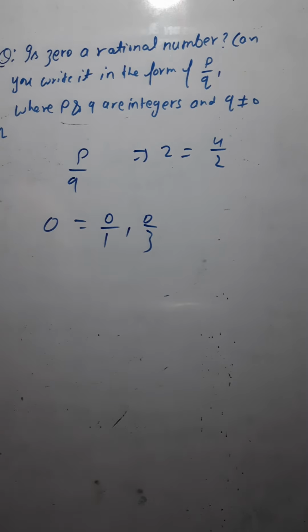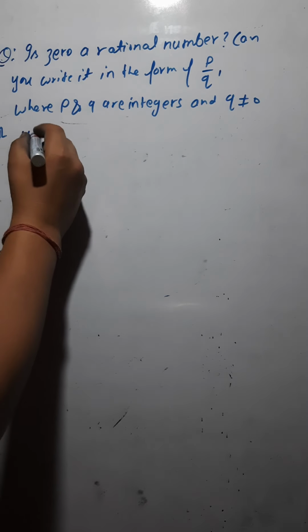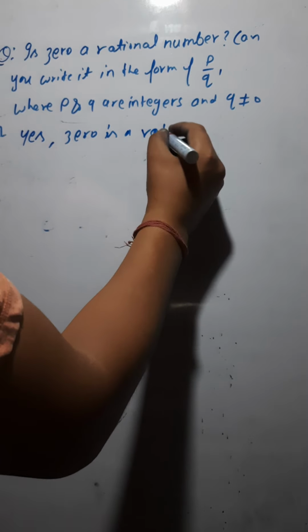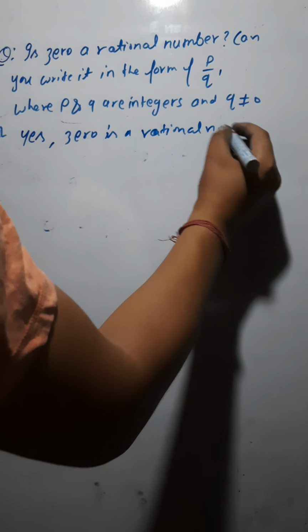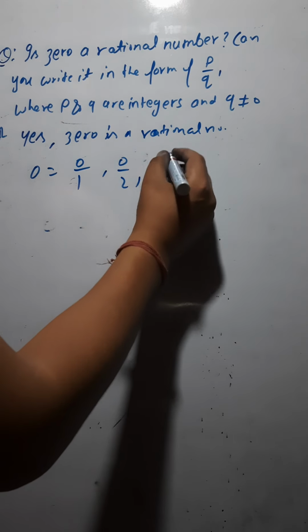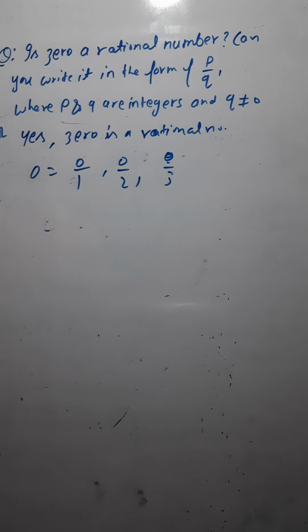You have to remember this. So what would the answer be? Yes, 0 is a rational number. I can write 0 as 0 by 1, I can write it as 0 by 2, 0 by 3, whatever you want to write. The answer would be 0 in all the cases. Okay, just note it down.